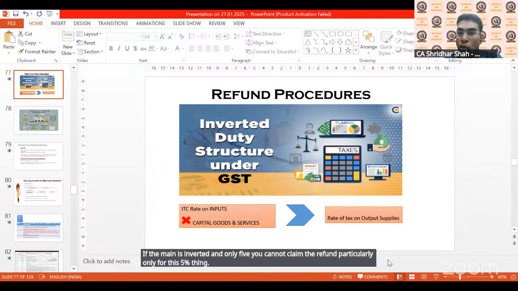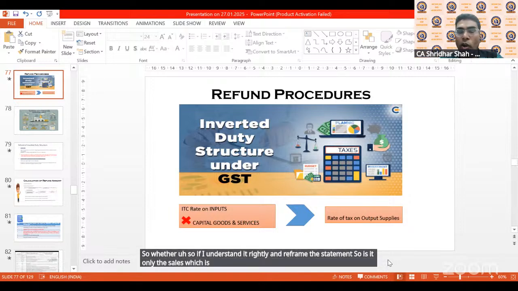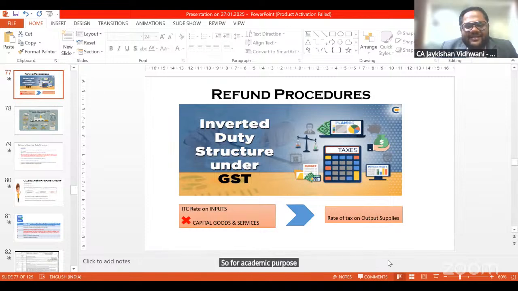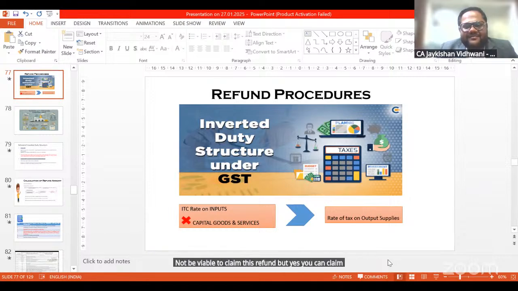So if I understand it rightly and reframe the statement, is it only the sales at the lower rate, or even the scrap sales at the lower rate, that can be claimed for inverted duty refund? For academic purposes, we can argue that it is a supply because scrap sale is also a supply. I won't deny the fact, and you can effectively put it in the formula. But the amount will be so meager that it would not be viable to claim this refund. But yes, you can claim that 5% supply is there or output.